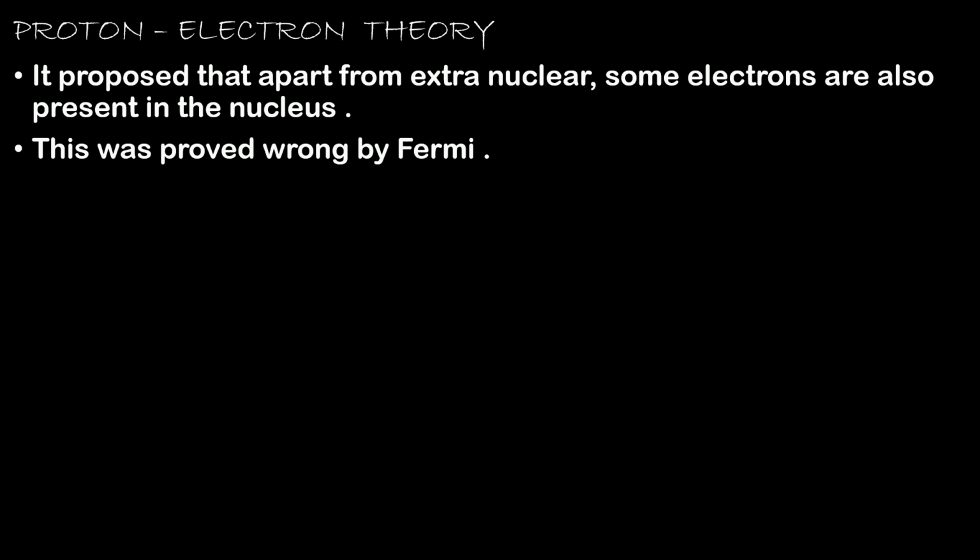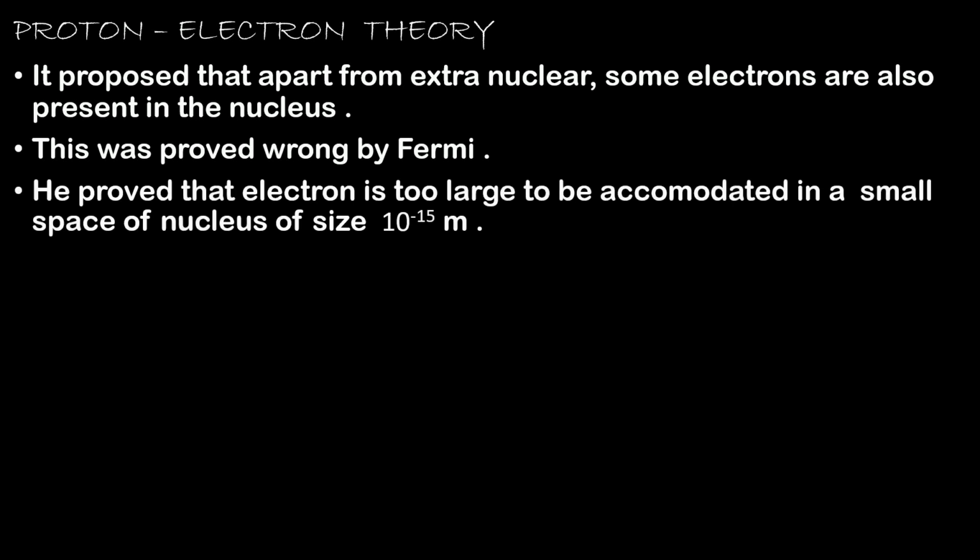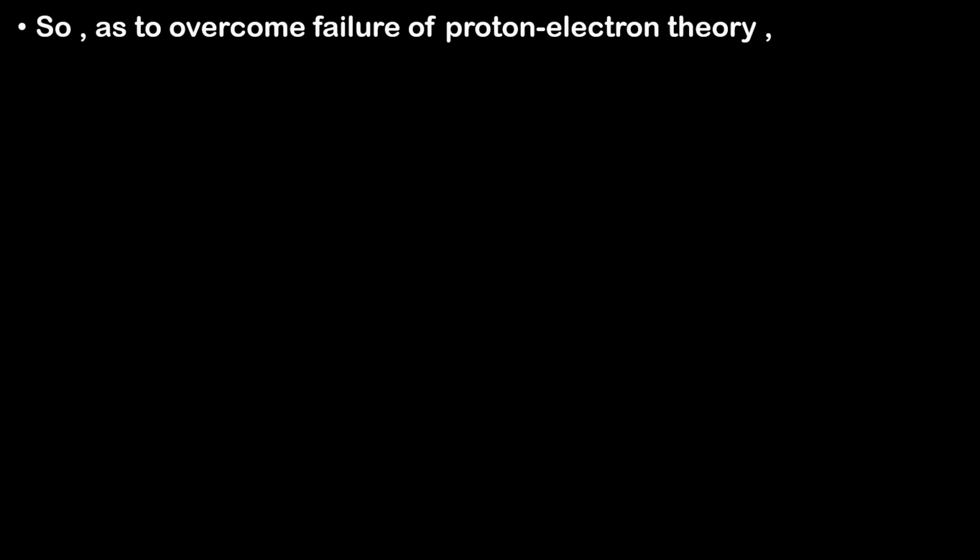How? Fermi said that the size of an electron is too large to be accommodated in the small space of the nucleus. As we all know, the size of a nucleus is 10 raised to minus 15 meter, and electrons cannot be accommodated in such a small space. Hence, this theory was again proved wrong.